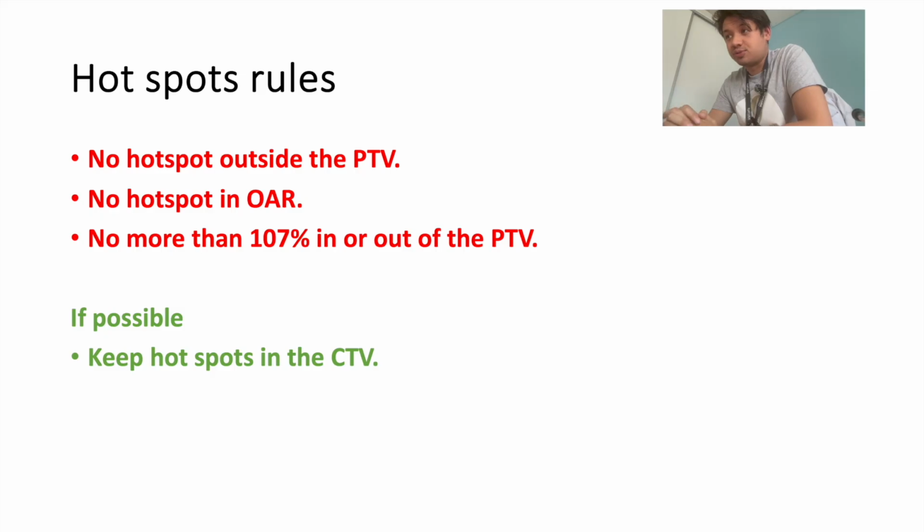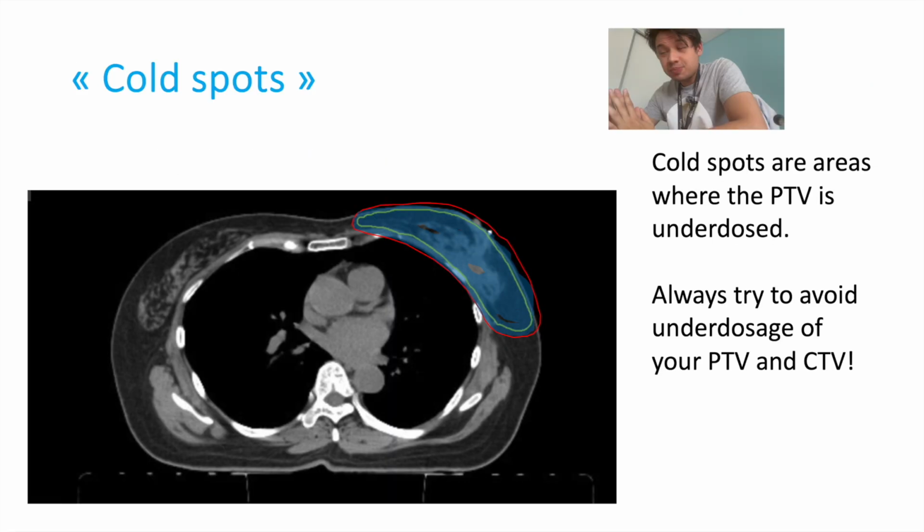And of course, you don't want them to be outside of the PTV. You don't want them to be inside an organ at risk, and no more than 107% in or outside the PTV if possible. You want to keep hotspots into the CTV, in the area you want to treat. Cold spots are areas where the PTV is underdosed. Always try to avoid underdosage of your PTV and your CTV.